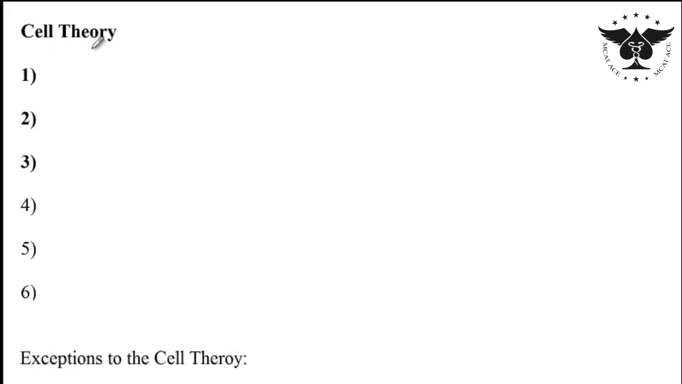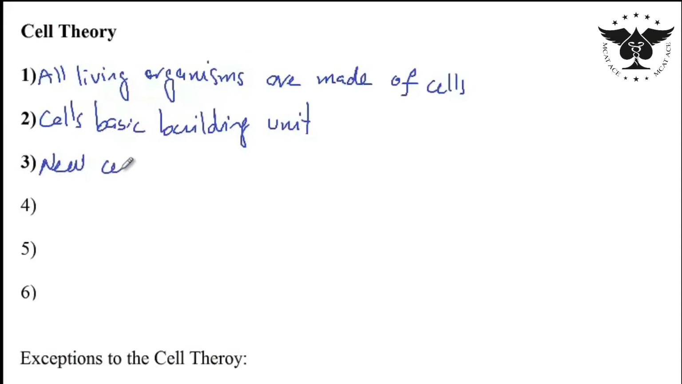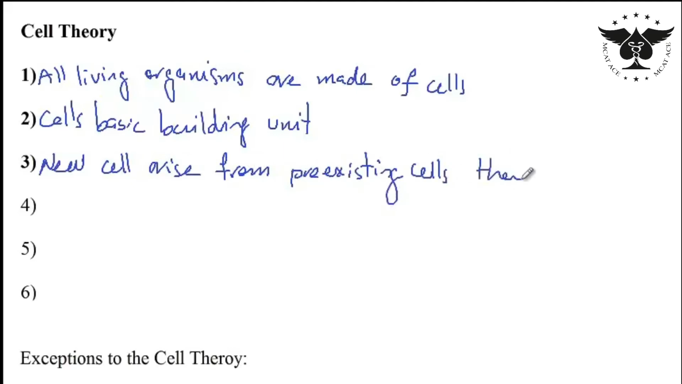So the cell theory basically refers to the idea that all living organisms are made of cells. Then the second part of cell theory tells us that cells are the basic building unit of life. And then the third point is that new cells arise from pre-existing cells that divide in two.